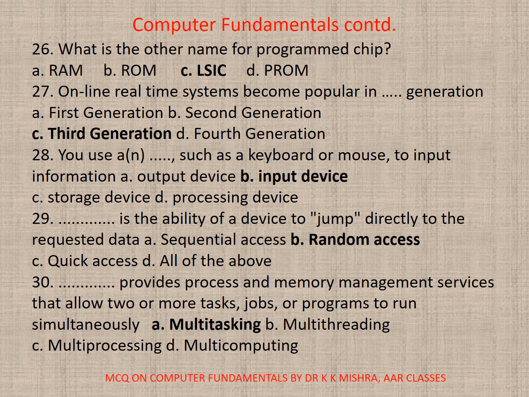27. Online real-time systems became popular in dash generation. A. First generation. B. Second generation. C. Third generation. D. Fourth generation. Correct option is C. Third generation.